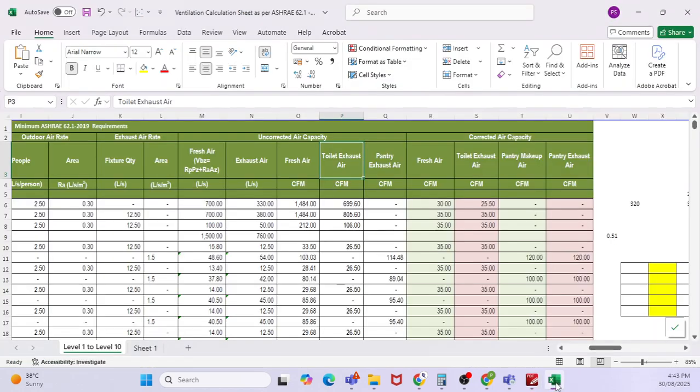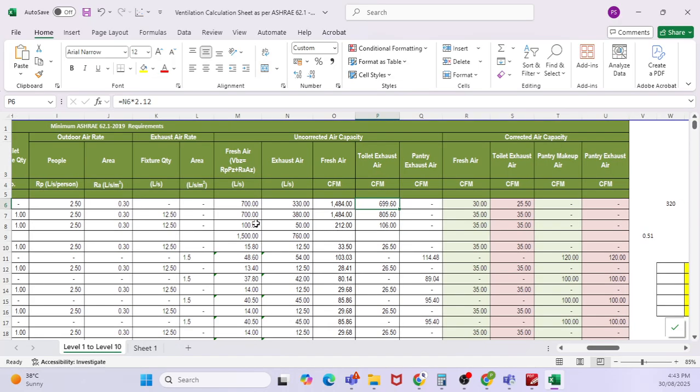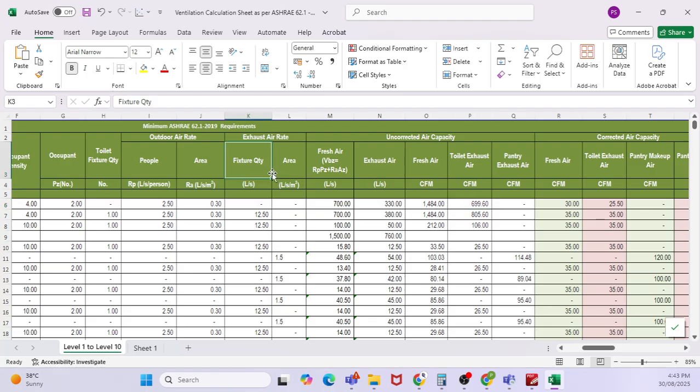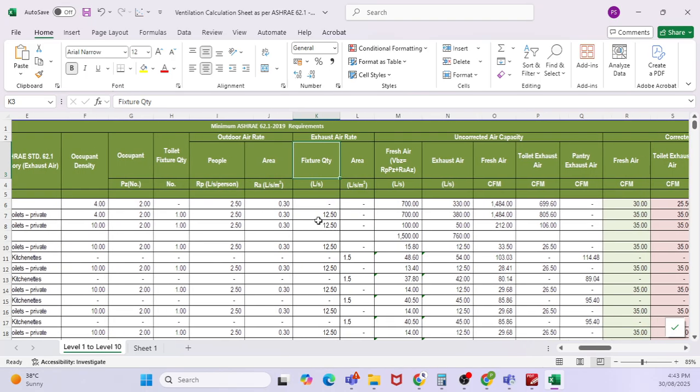So when you go to this particular table, it will also calculate how much exhaust you have to take. Say for example, fixture quantity. So per fixture quantity, how much exhaust do you have to take? 12.5 liter per second for the toilet exhaust. So you take 12.5 multiplied by the WC, how many WCs do you have? How many fixtures? Like I have one fixture quantity, or two fixture quantity, or three fixture quantity.